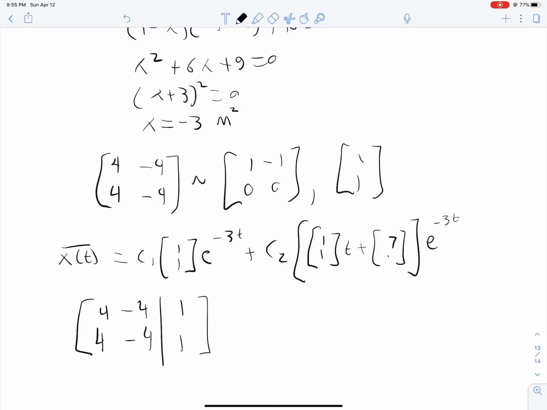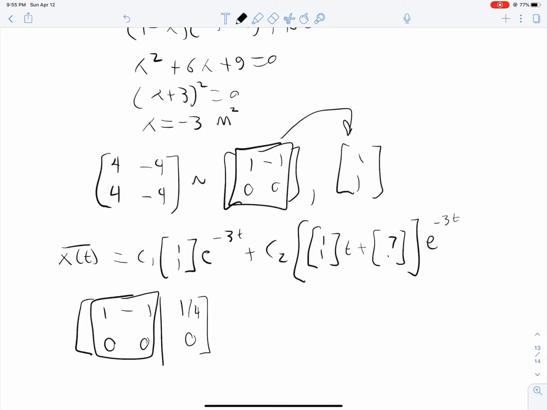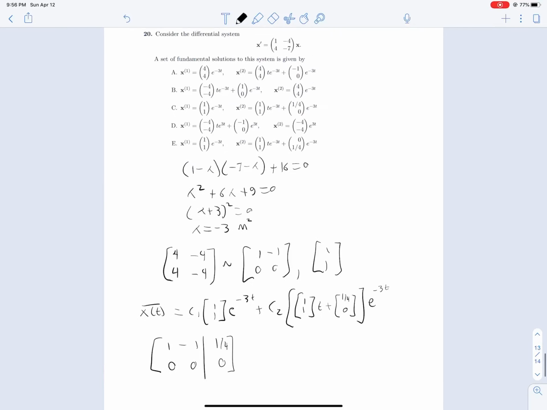And simplifying this down, we can divide everything by 4, 1, 1, 1/4, 1/4, and then use row 1 to set row 2 equal to 0. And once we get it into the form that we had it in when we solved for our first eigenvector, whatever is left here on the right is our generalized eigenvector. So we get 1/4, 0 in there.